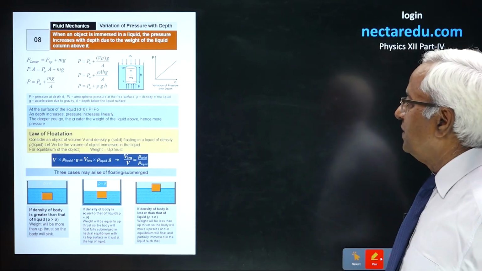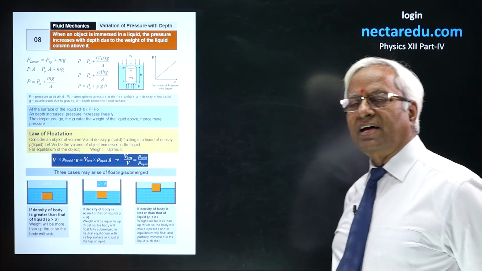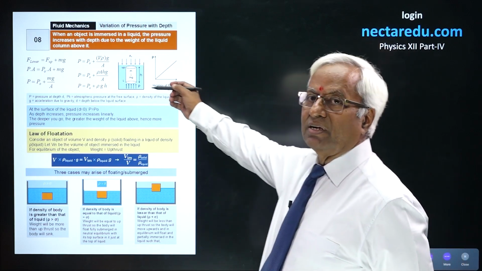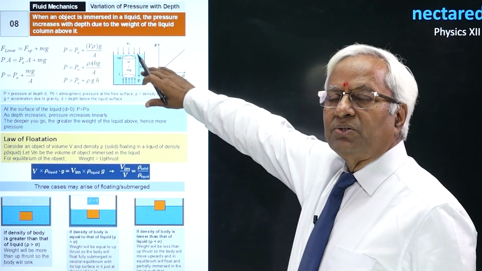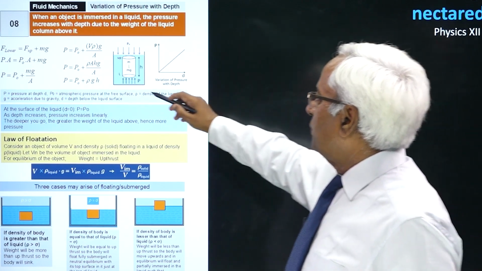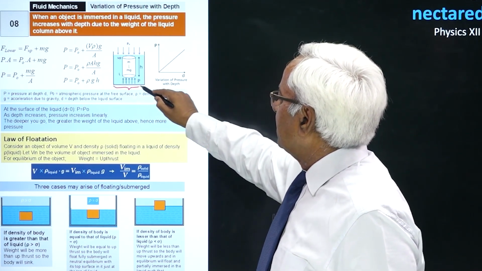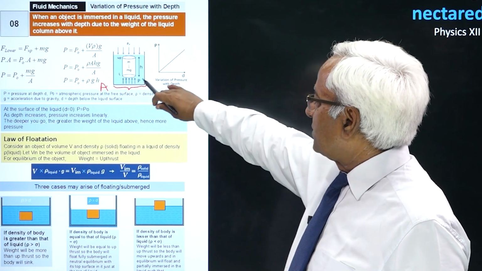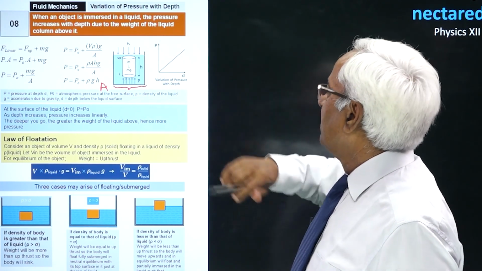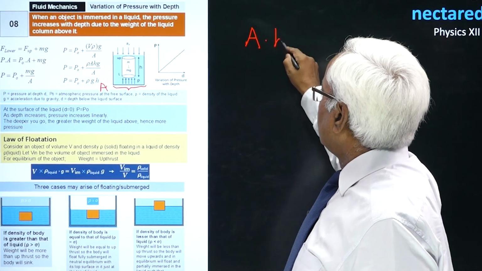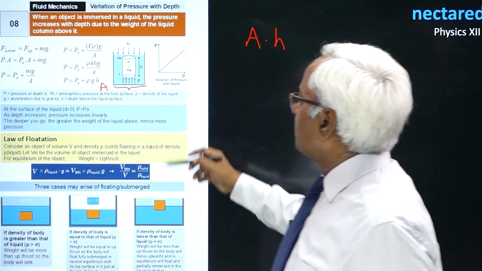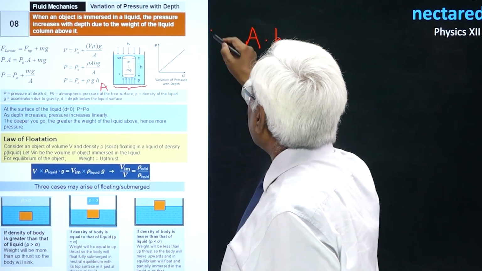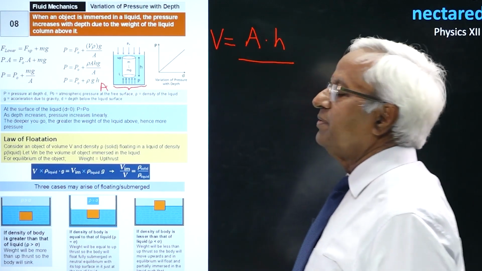Here we are going to study hydrostatic pressure and its variation. We have considered here, you see in the figure, one container partially filled with the liquid. Suppose the cross-sectional area of this container is A. Now, A into H is the column of this particular area that we have considered. Its volume becomes A into H.